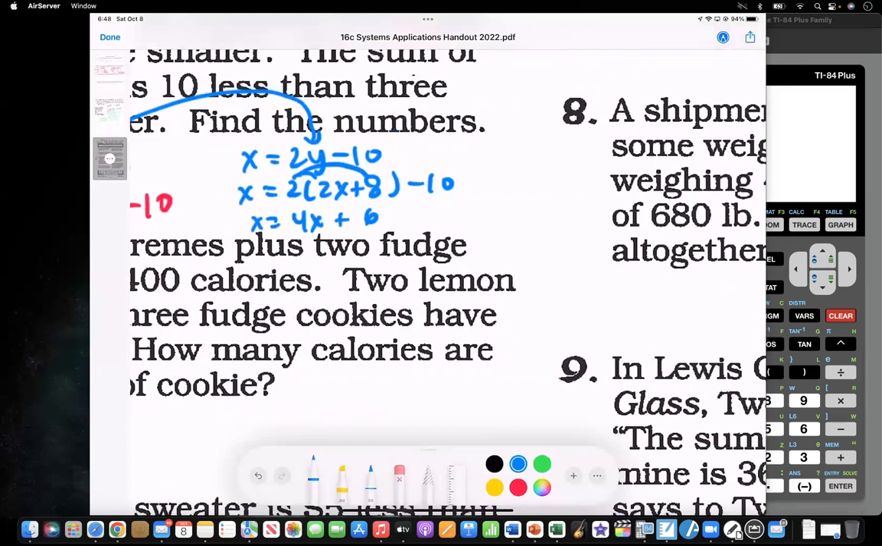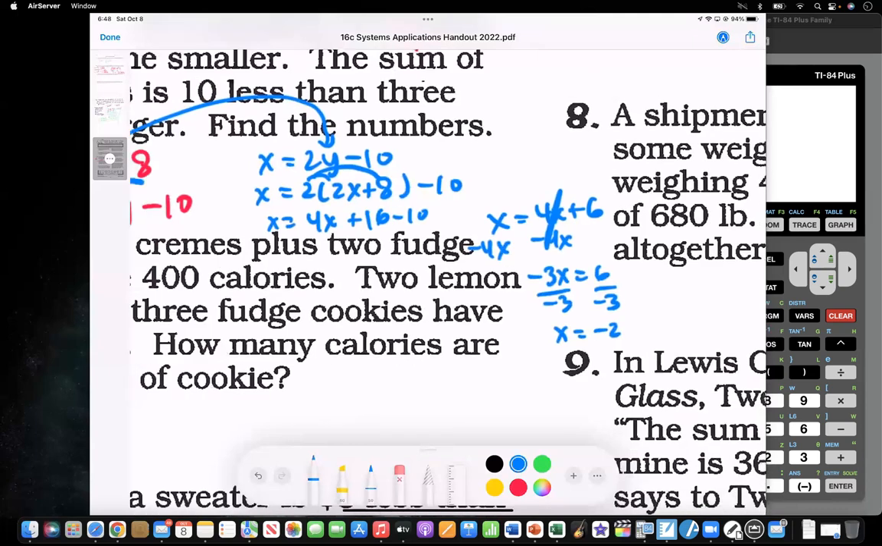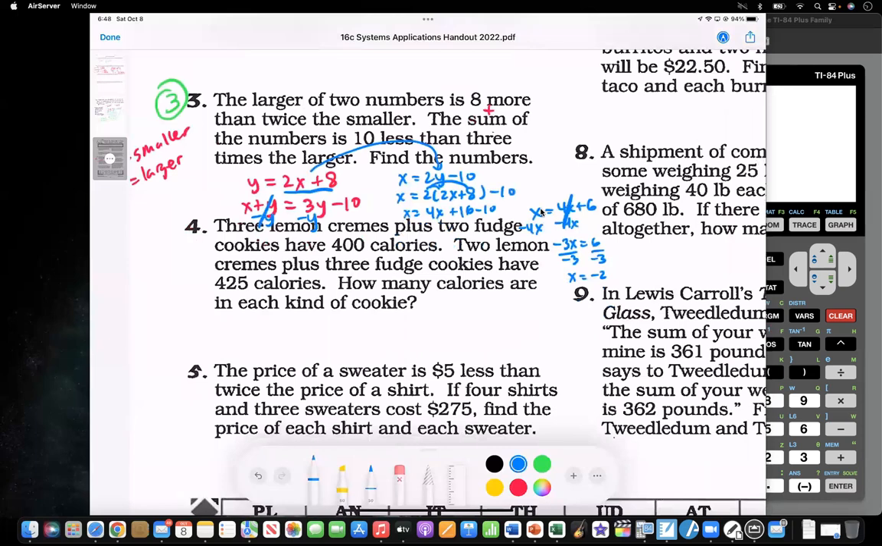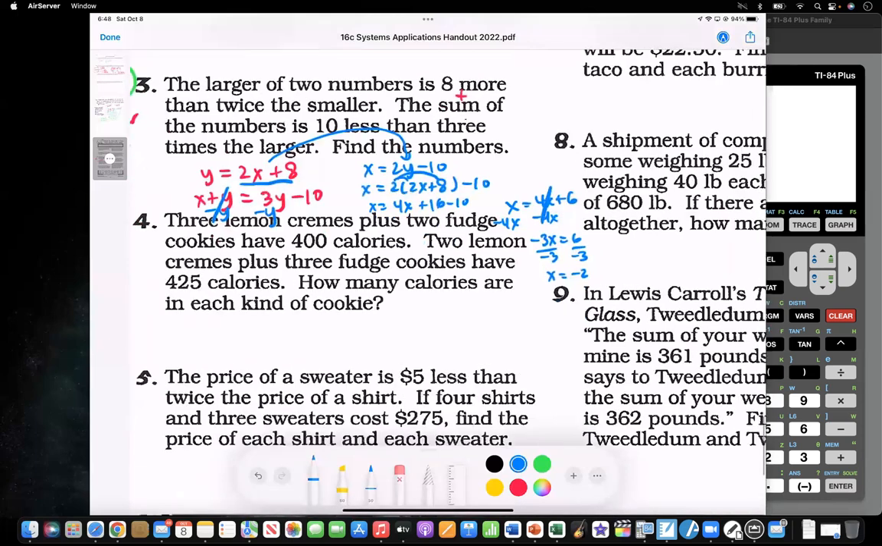Okay, I want to bring all the x's to one side. I'm just going to write it over here since I ran out of room. So I could minus this 4x to bring all the x's to this side. So x minus 4x is negative 3x. Okay, so if I divide by negative 3, it looks like my x is going to be negative 2. And you can obviously do the work on a separate paper because there's not enough room here. So x is negative 2.